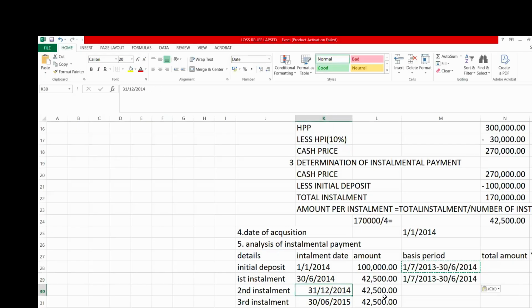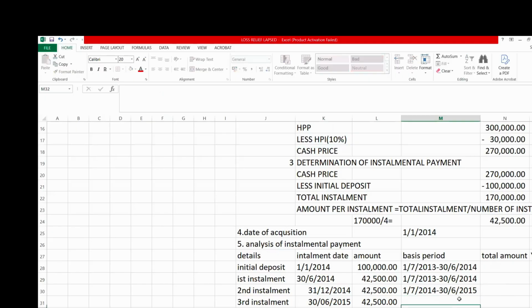Then I now need 31/12/2014. The basis period for that will be 1/7/2014 to 30/6/2015. I also need the next date, which will also fall in this basis period. Then I also need 31/12/2015. That will be what?